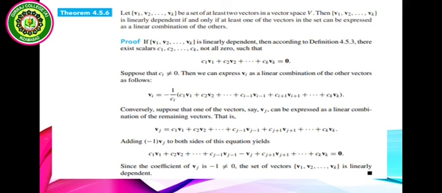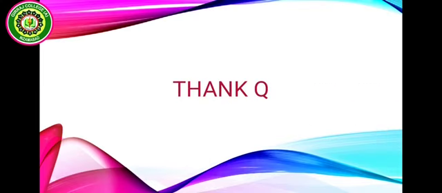So when the given vectors are linearly dependent, then one vector is a linear combination of the remaining vectors. So that is the theorem. In the reverse direction also we prove that if one vector is a linear combination of the remaining vectors, then the given set of vectors is linearly dependent. So thank you very much.